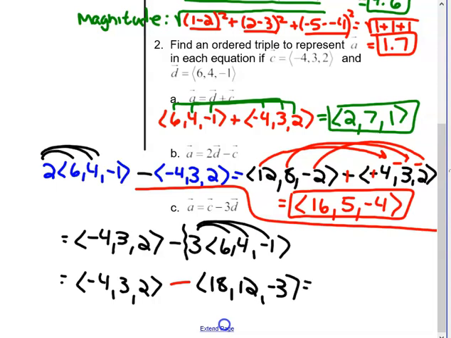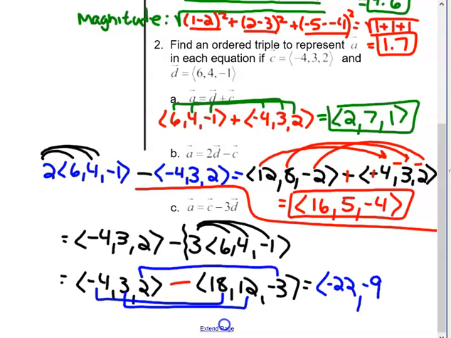do the same thing. So I would go -4 minus 18. I would go 3 minus 12. And I would go 2 minus -3. Let me just see. 3 minus 12 is should be -9. And then this is 2 minus -3 is 5.